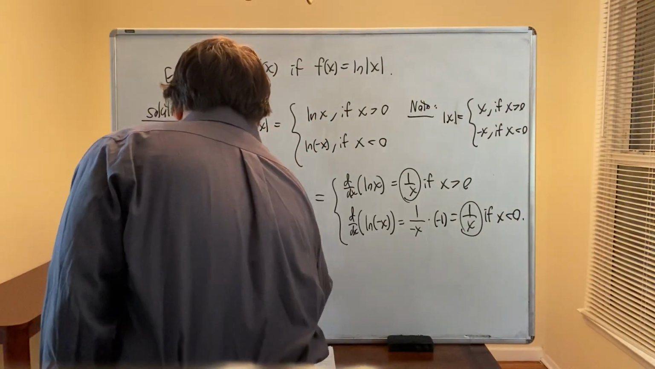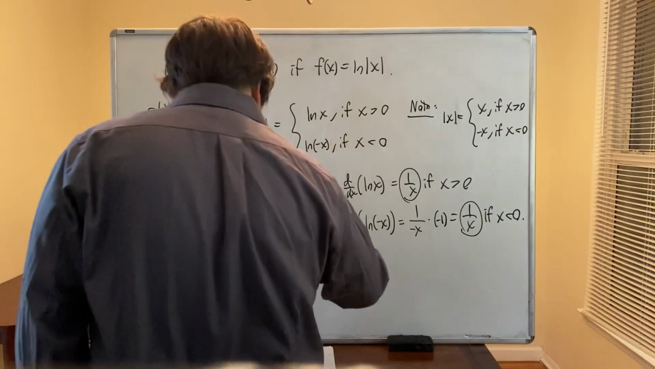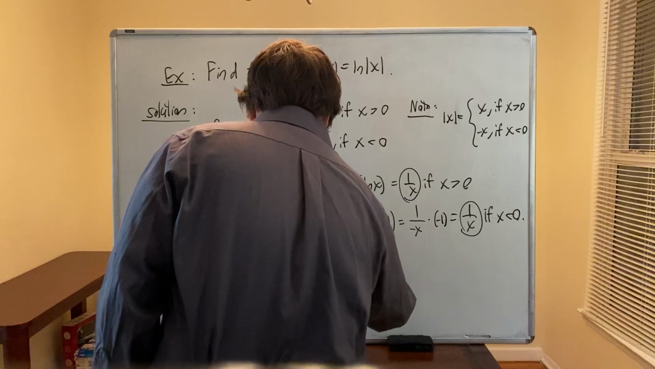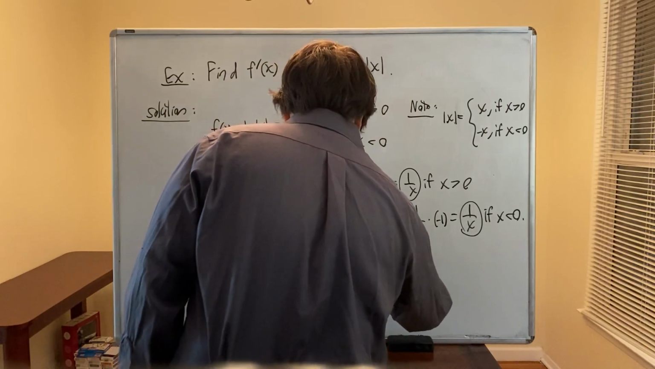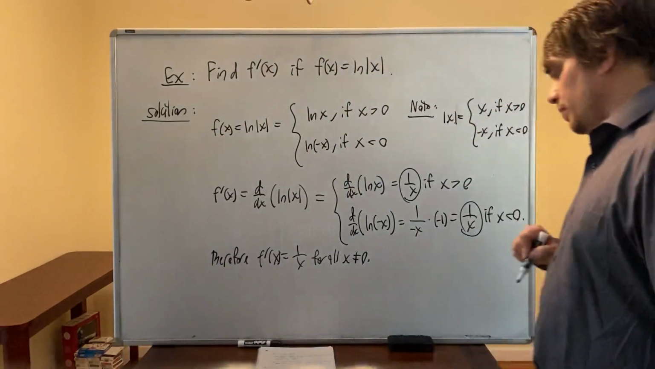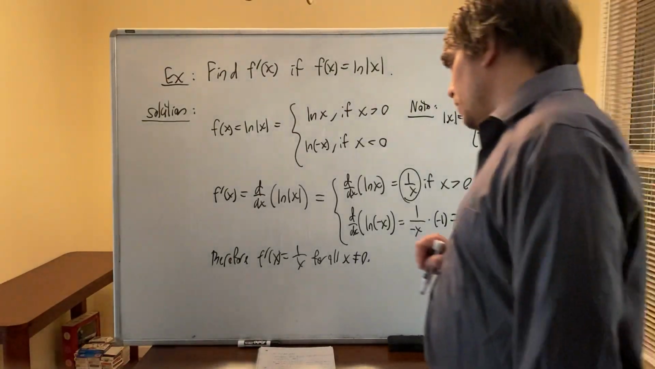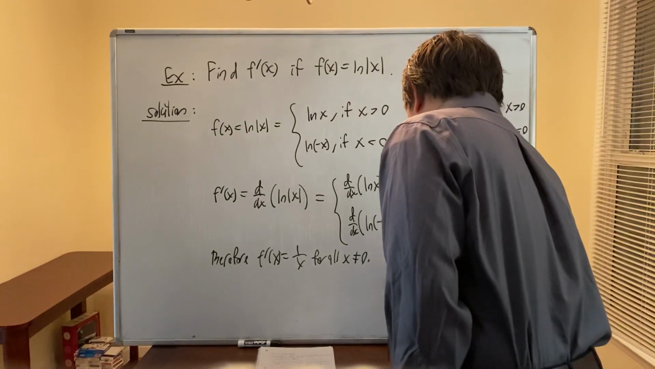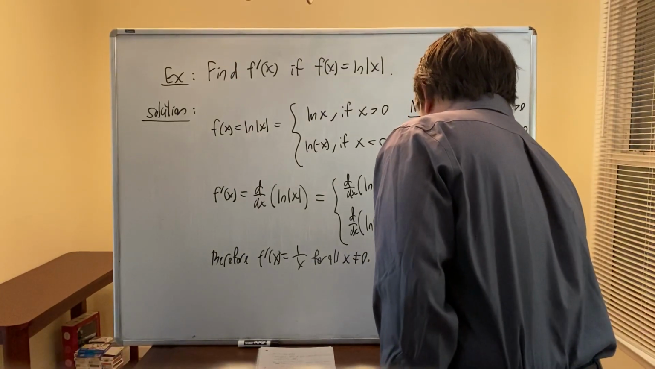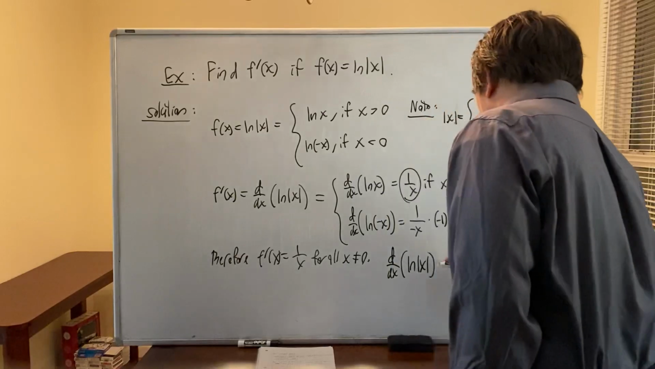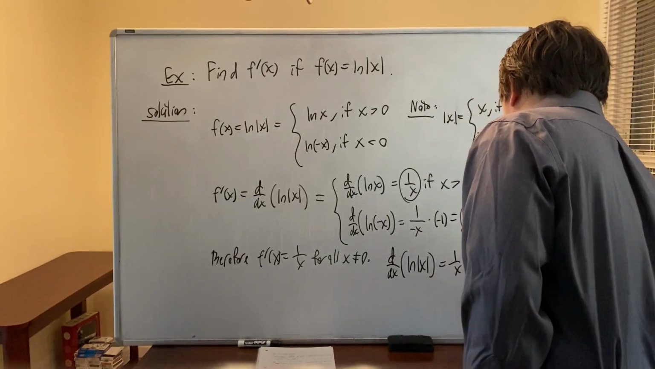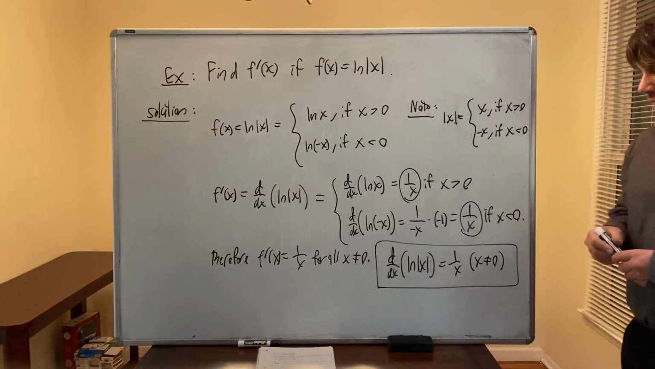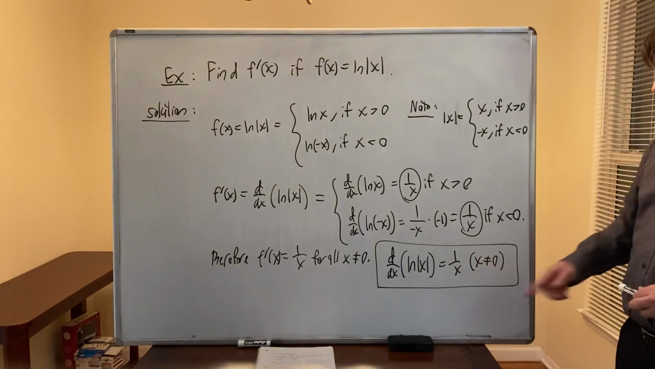Therefore, f prime of x is equal to 1 over x for all x not equal to 0. Okay? And so as a formula, you can write d dx of ln of the absolute value of x is equal to 1 over x, where x does not equal 0. That's our formula. Okay? d dx of ln of absolute value of x is 1 over x, where x not equal to 0.